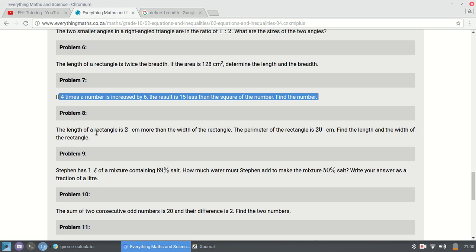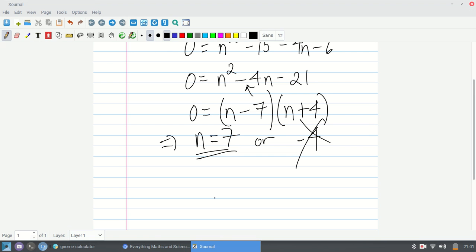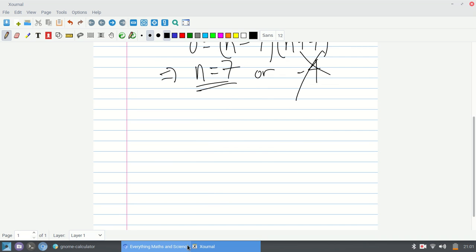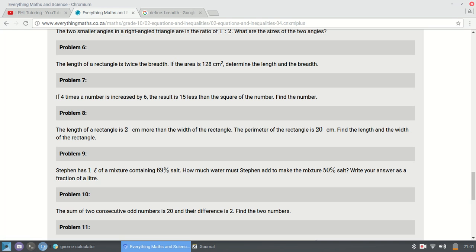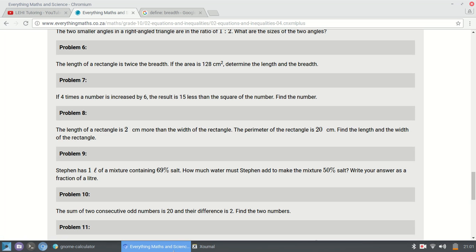The length of a rectangle is 2 centimeters more than the width. The perimeter is 20 centimeters. Find the length and the width of the rectangle. Okay. So, next problem, okay? The length of a rectangle is 2 centimeters more than the width. So L equals w plus 2, okay?